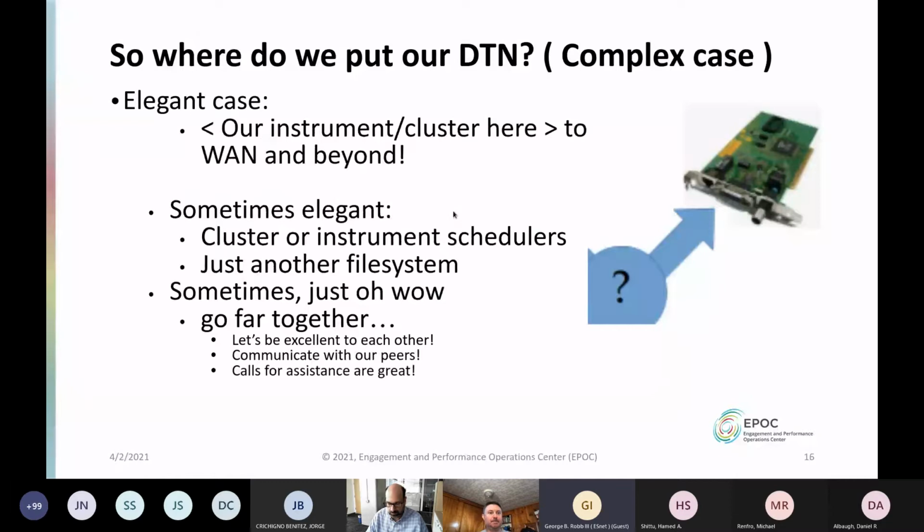Elegant cases also include instrument or cluster here to WAN and beyond. Sometimes it's just clusters that are trying to schedule out to an instrument or just another file system. Sometimes, oh wow, we're trying to get a parallel file system that's the output of XYZ going all the way across the WAN to another institution into a pipeline. Introduce cloud, and you don't even know your endpoints at times. So again, know your peers. Don't hesitate to call for assistance.